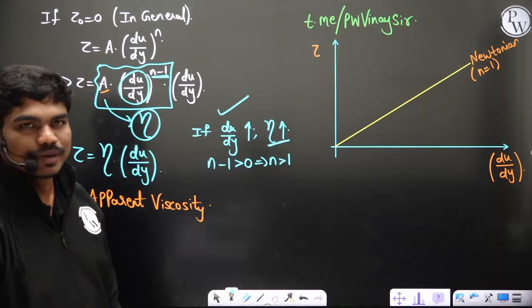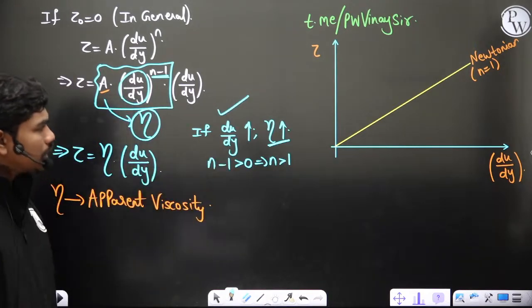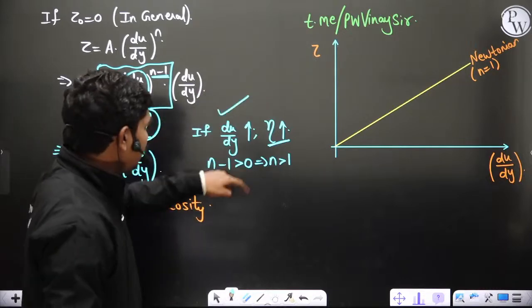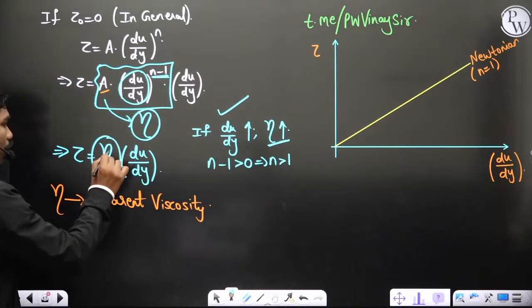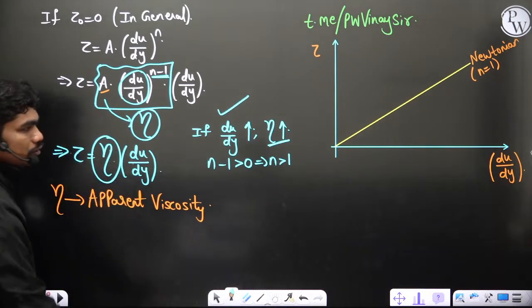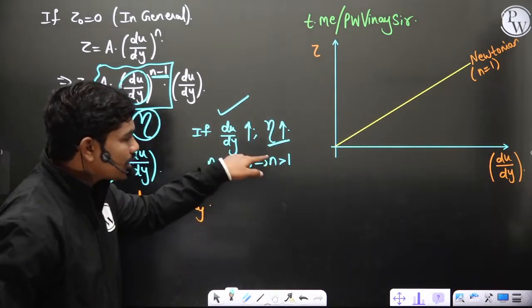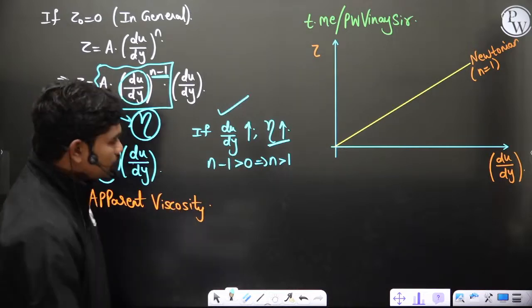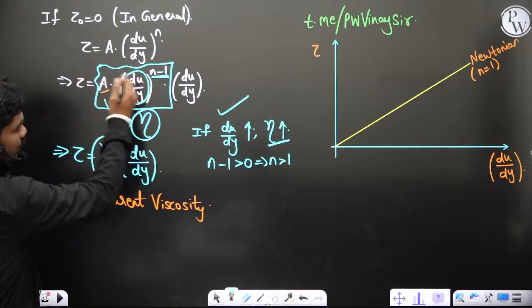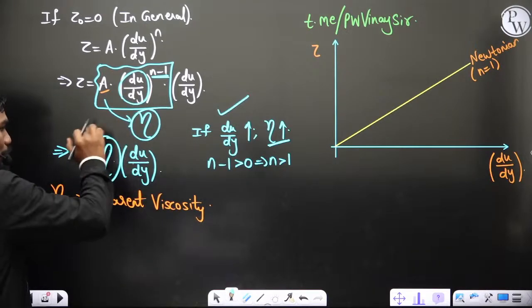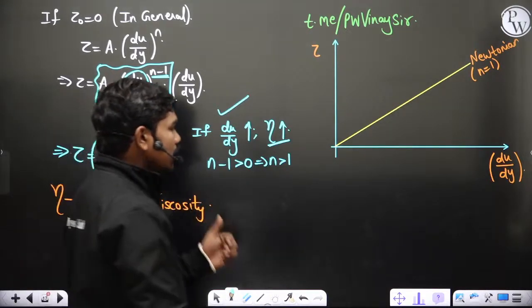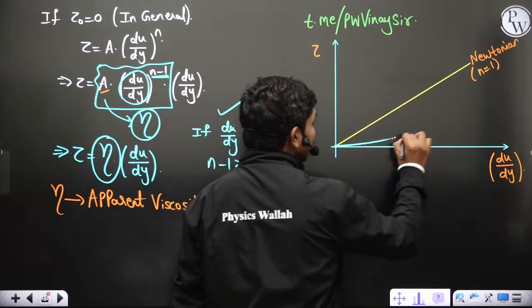Correct? n should be greater than 1, and in this case you can see tau is equal to eta into du by dy. So eta is nothing but the slope of the tangent to this tau versus du by dy curve. When n is greater than 1, the slope keeps increasing with du by dy. If du by dy is increasing, this slope also increases, meaning the curve should be in this particular fashion.